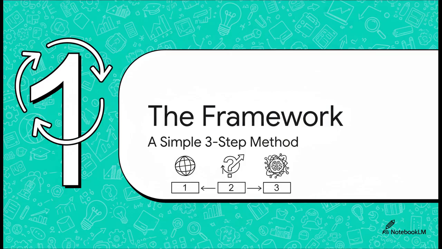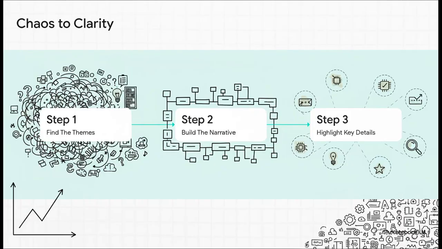We're going to walk through a really simple 3-step framework that you can use to explain anything, whether it's the global economy, the plot of a dense sci-fi novel, or, yes, even the beautiful chaos of modern AI. Here's the game plan. It's super simple. First, we find the themes. Then, we build the narrative. And finally, we'll zero in on the key details that make it all stick. And to make this really practical, we're going to use all that crazy AI jargon we just threw at you. Let's build this thing together, right here, right now.